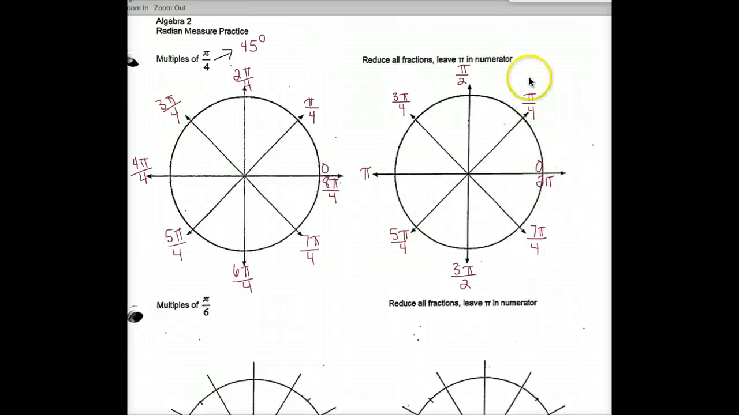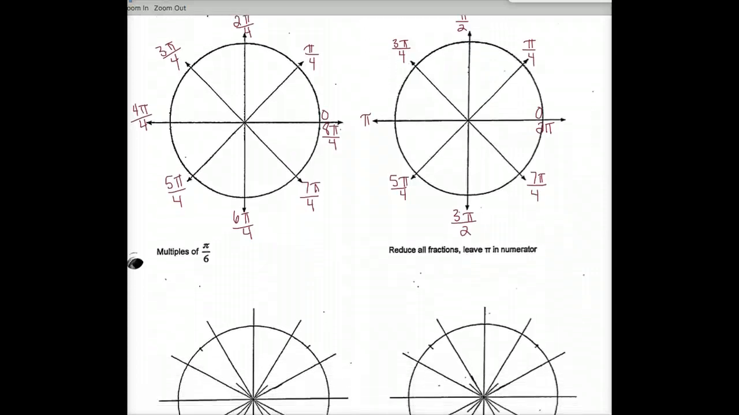So notice, now you should recognize some of these as on our memorized list. Pi over 4 was on there, pi over 2 was on there, pi was on there, 3 pi over 2 was on there, 2 pi was on there. So all of these things that we've done are now going to be coming all together. These are some of our radian measures that are going to go on our unit circle.